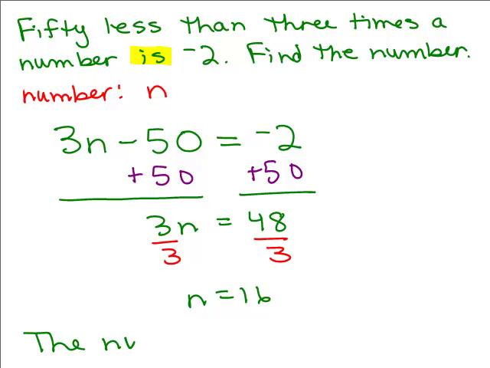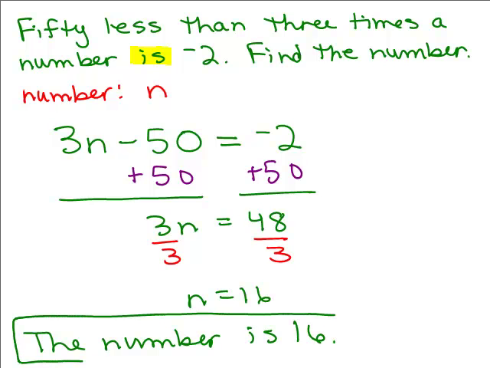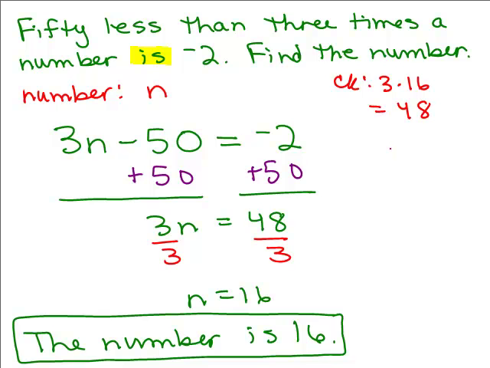So that's not the answer. We want to write the number is 16. And of course, we need to go back to the words and make sure this makes sense. It says 50 less than 3 times the number is negative 2. Well, if the number is 16, what is 3 times the number? Let's do that. 3 times 16, that's 48. Okay? Then it says we're going to do 50 less than that. So I now need to do 48 minus 50. And what's that equal? Negative 2. Just like it's supposed to. Awesome. So we got the correct answer, and the number is 16.